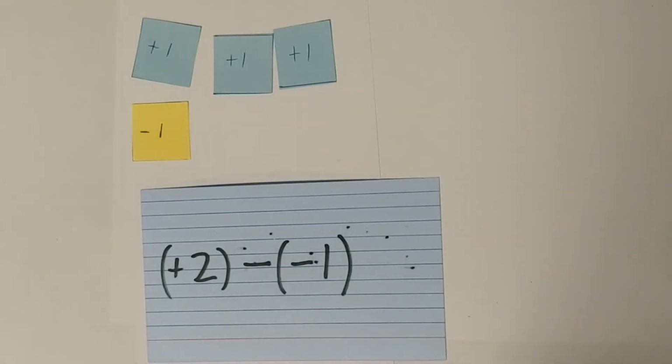Now we can start to do our equation. So we have plus 2 represented by the 3 positives and the 1 negative, and the expression tells us to take away 1 negative tile. So we can reach in, take it away, and what we're left with is plus 3. So by removing a negative, we've in essence increased the value of the expression.